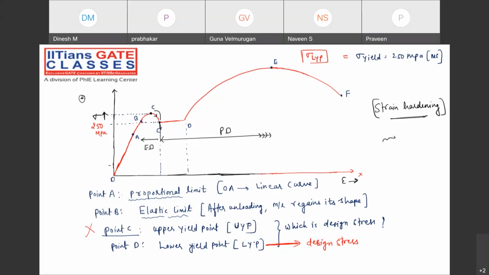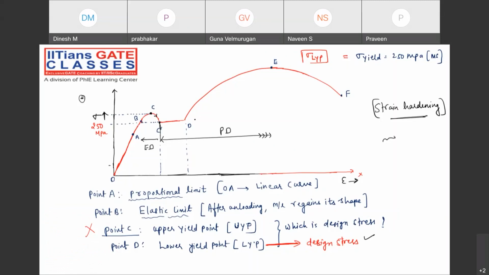Now, when I talk about the zones, very, very important. Zones are also very, very important. Now, why there is a formation of the lower yield point and upper yield point is a discussion for material science. If I keep on discussing, again, half an hour will be gone, right? So I'm not discussing it, just remember that there is a lower yield point and upper yield point, and whichever is the design stress point, it is the lower yield point. That's it.